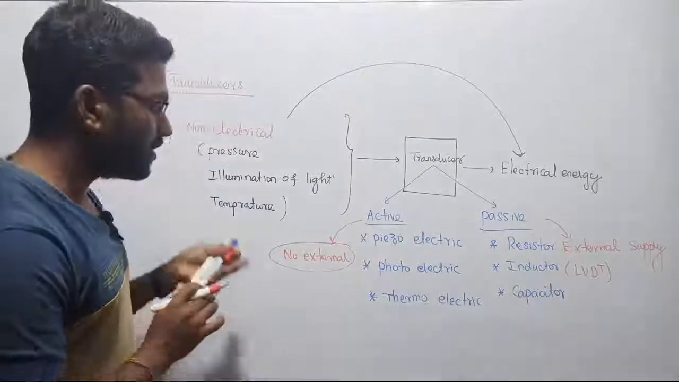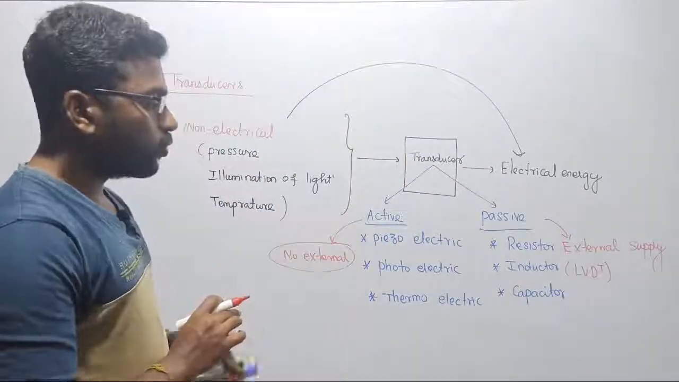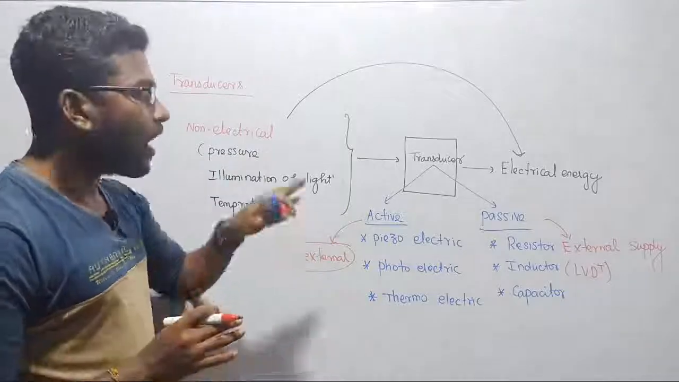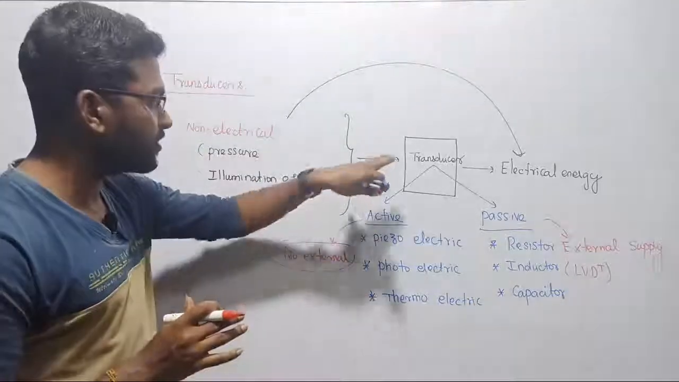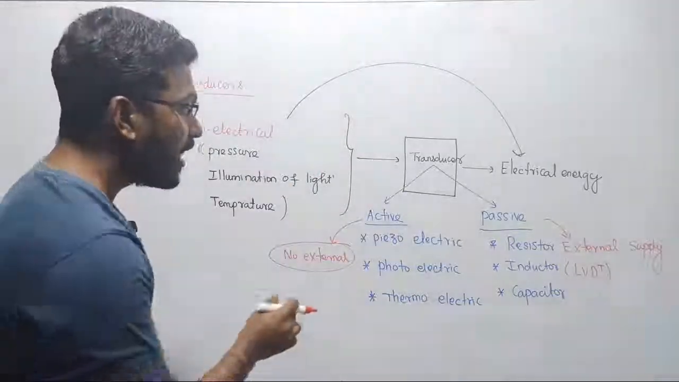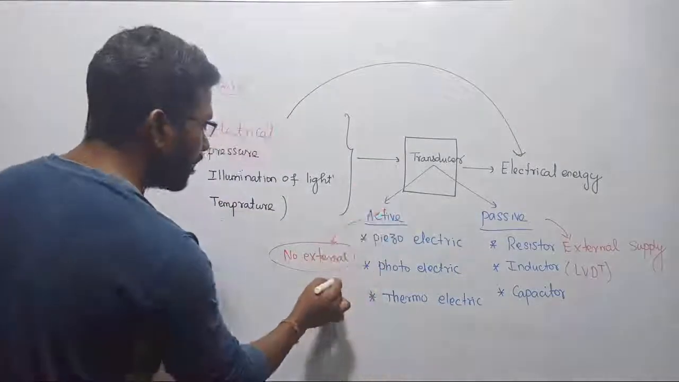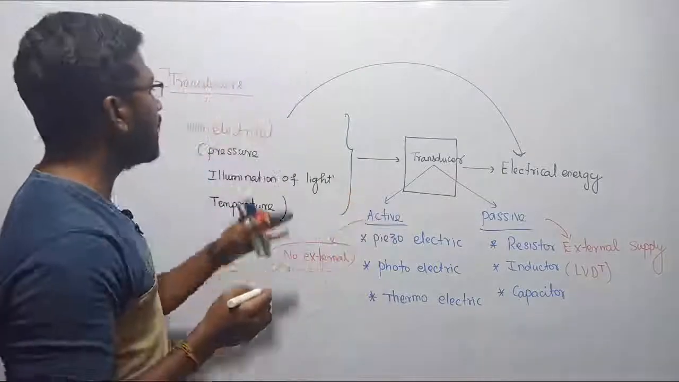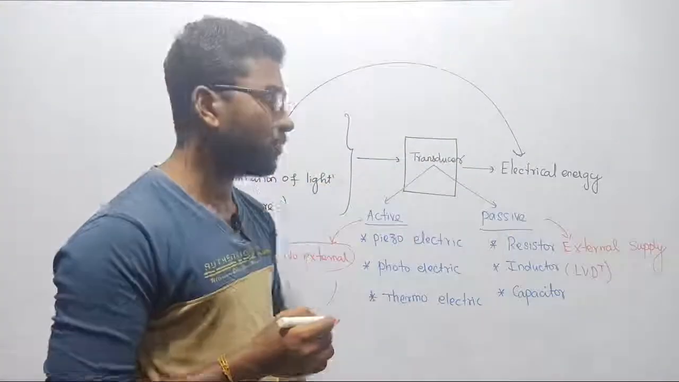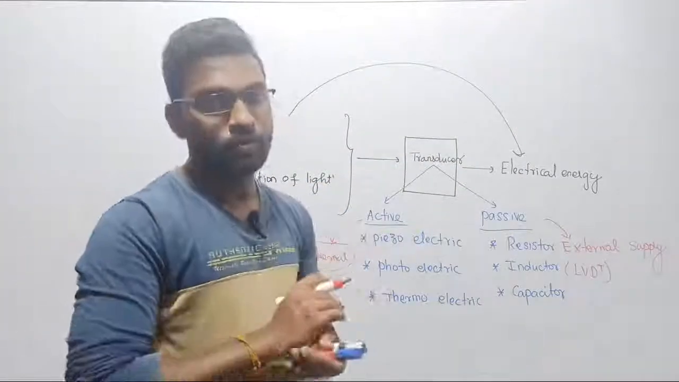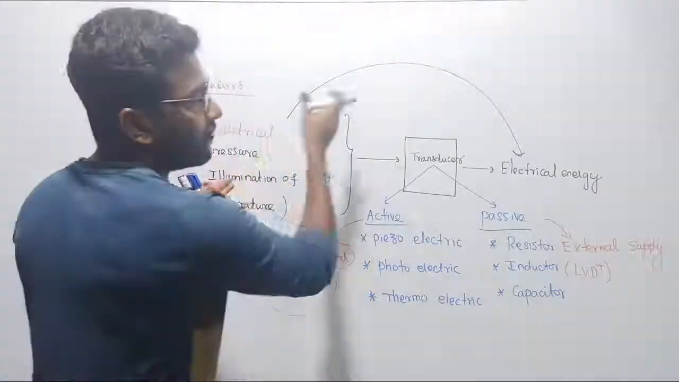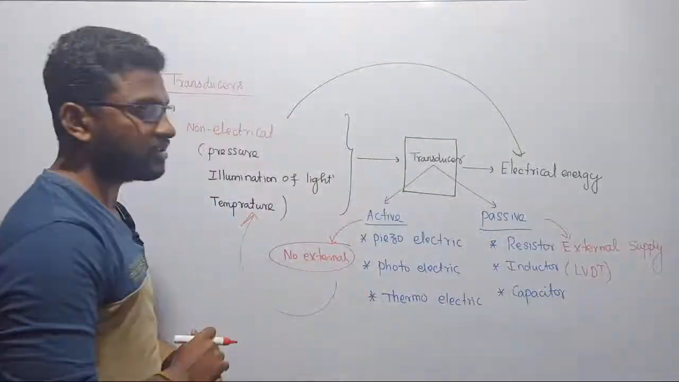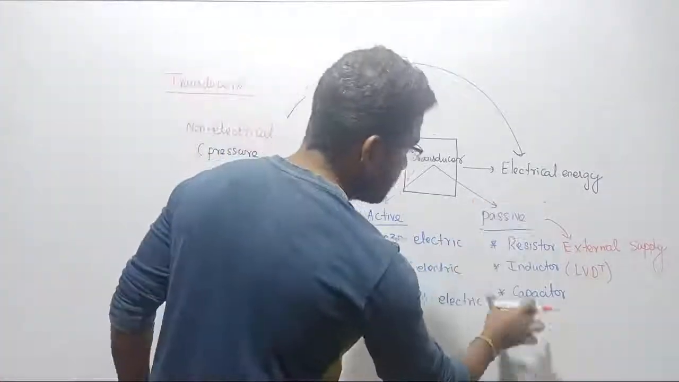Under this process, active transducers are the heart, because only active transducers take this action. Active transducers convert the energy from non-electrical to electrical form. Then what is the purpose of the passive transducer? Actually, this action is done by the active transducer. Then what is the purpose of the passive transducer?